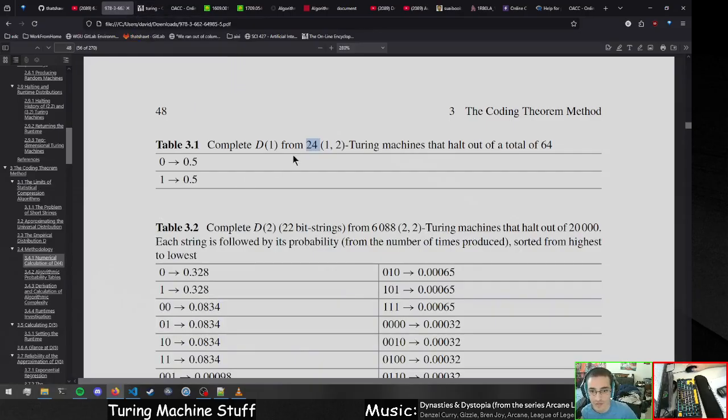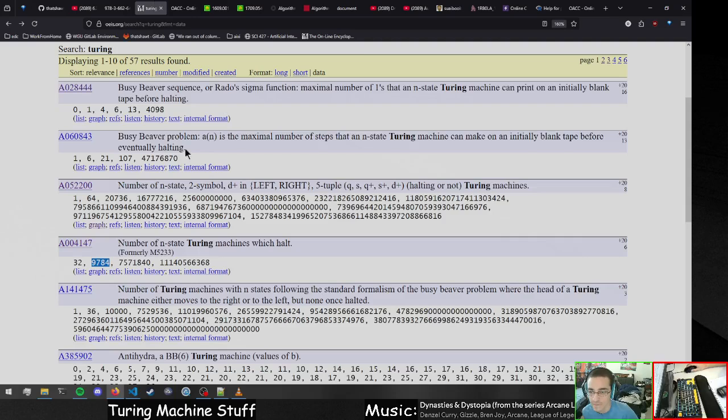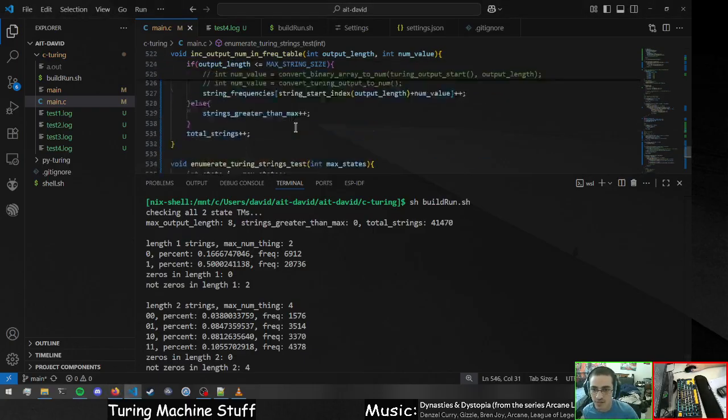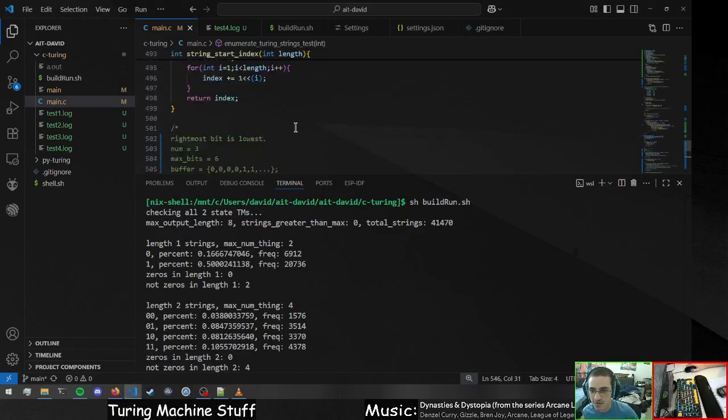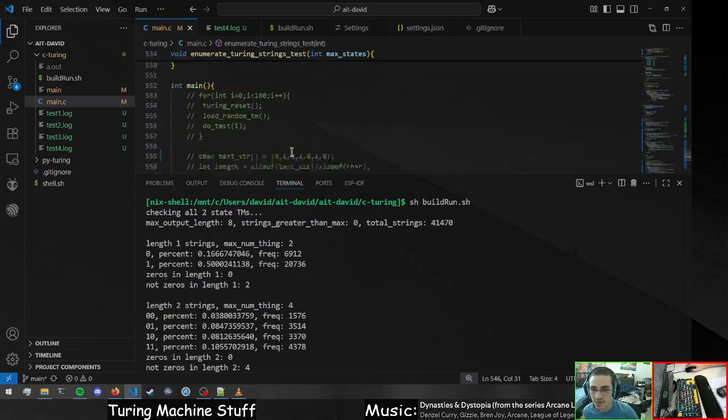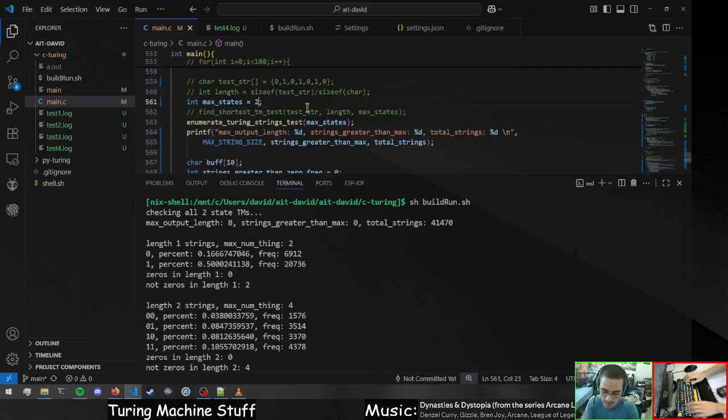What? And this is just completely wrong, isn't it? They're saying 24 Turing machines halt out of the 64? No, there are 32 of them that halt. So what is actually happening here? I do not know.